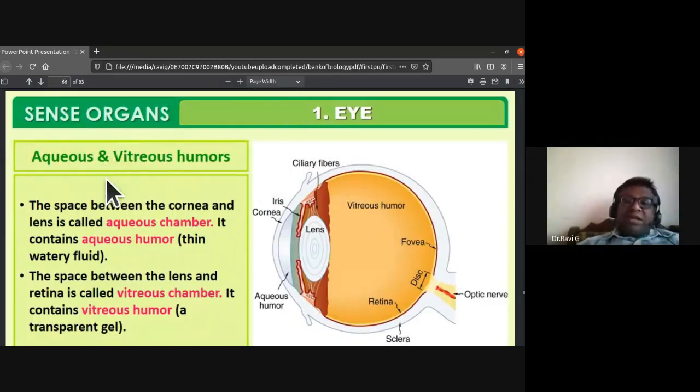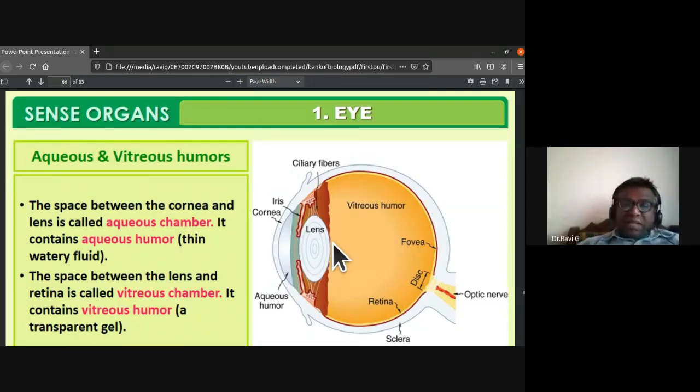Then the eye has certain humors or fluids, called aqueous and vitreous humor. The space between the cornea and the lens is called the aqueous chamber. It contains aqueous humor, a thin watery fluid.